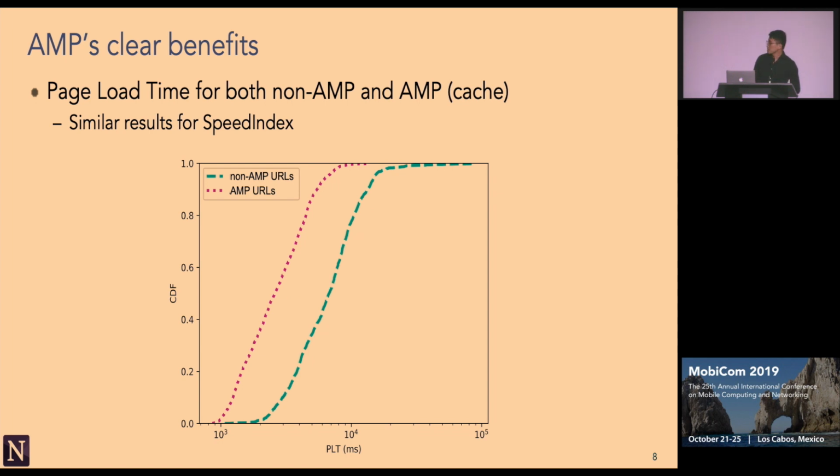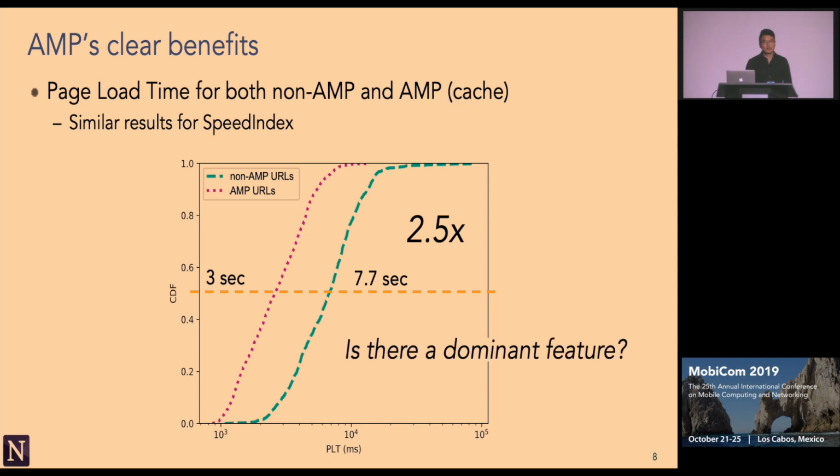This first plot shows an anecdotal report on AMP's performance benefit. As you see, the performance jump is drastic, and we found that more than 90% of AMP pages are faster than their non-AMP counterparts. So again, what is the dominant feature?